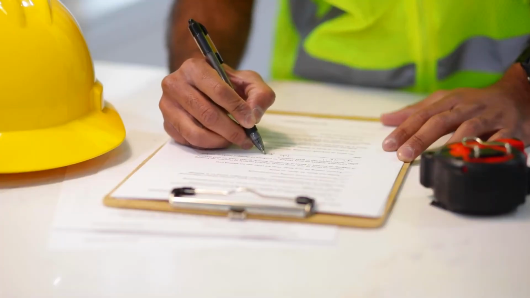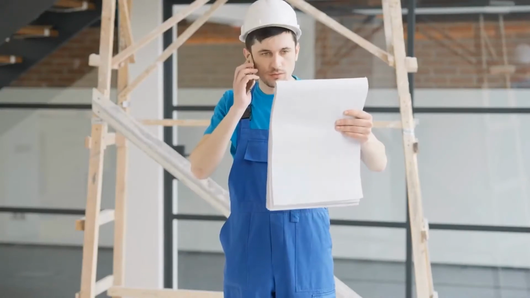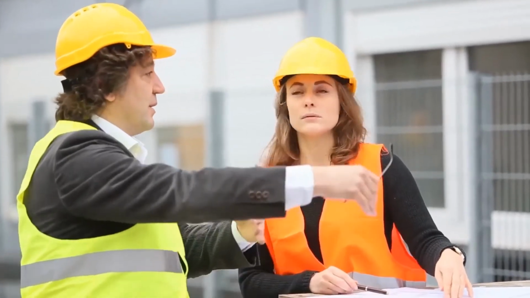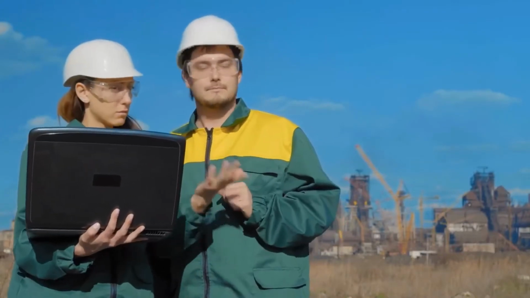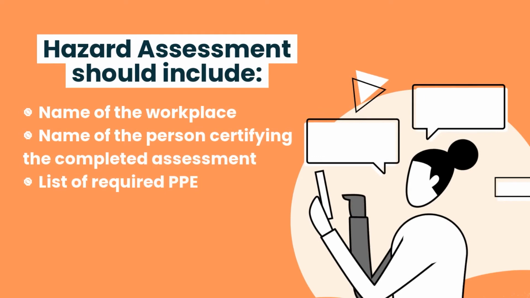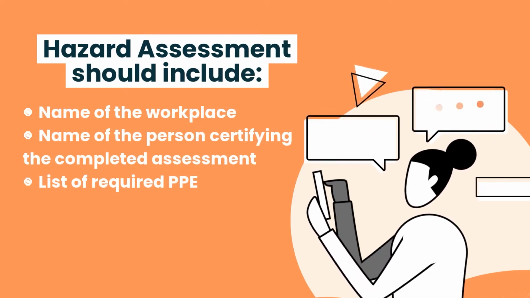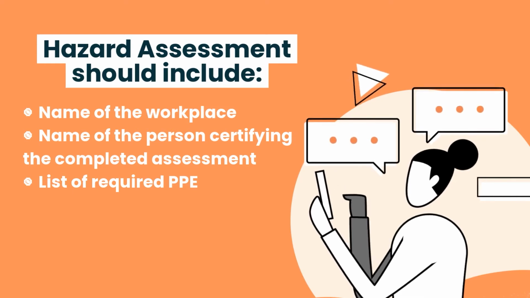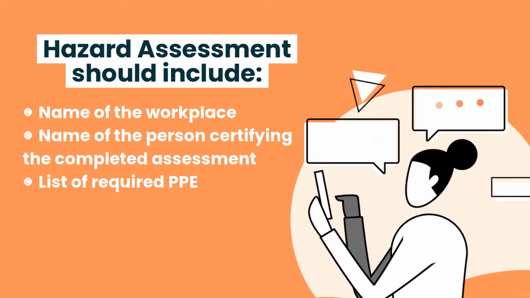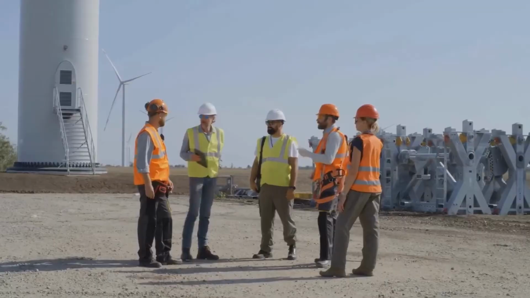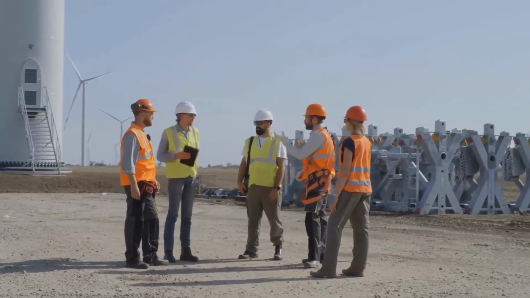Make it a habit to save and document the assessment conducted, using a checklist to make sure you cover all the bases. Your document must include the following information: name of the workplace evaluated, name of the person certifying that the hazard assessment was completed, and list of the required PPEs for each job assessed. One thing you need to keep in mind is that hazard assessment is not a one-time thing.